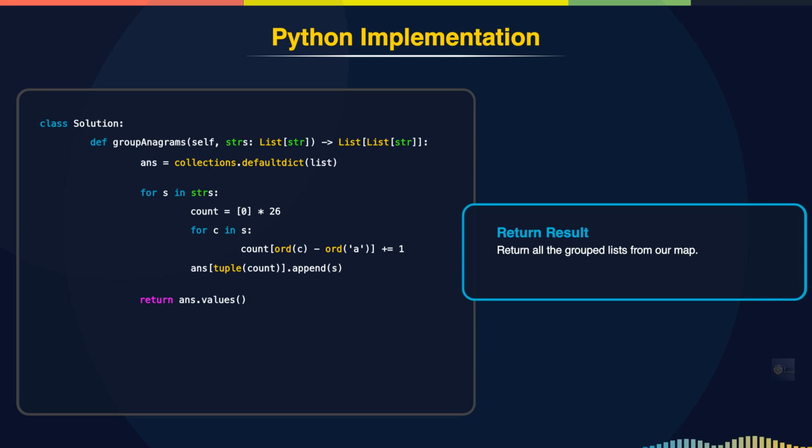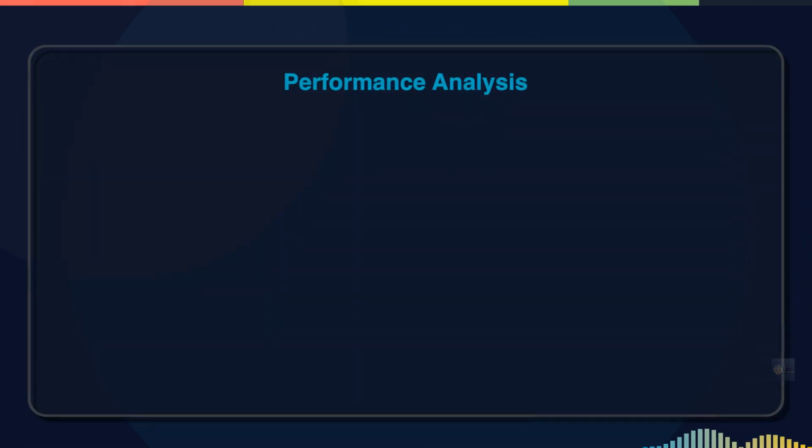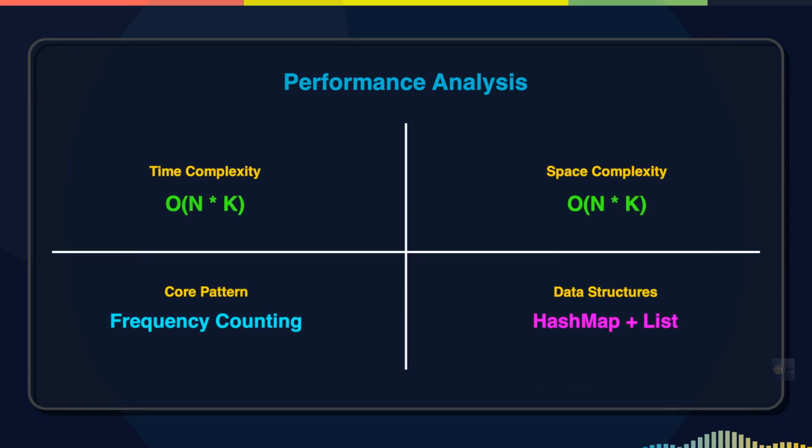Looking at the complexity, the time complexity is O of n times k, where n is the number of strings, and k is the maximum length of a string. This is because we iterate through every character of every word once. The space complexity? It is also O of n times k, as we store every character of every word in our hash map. This is the optimal approach for this problem.